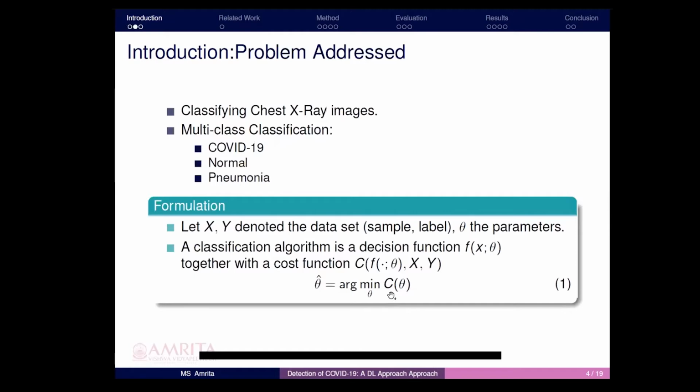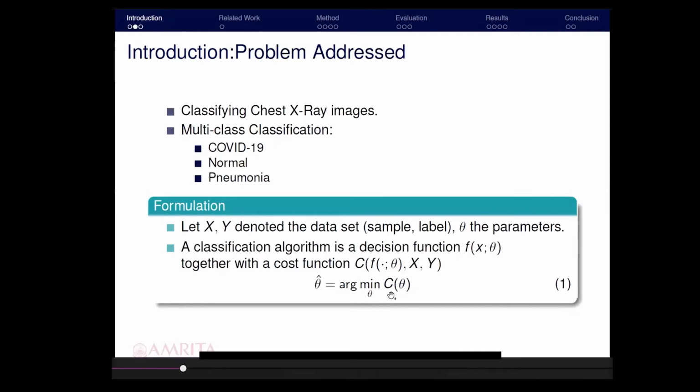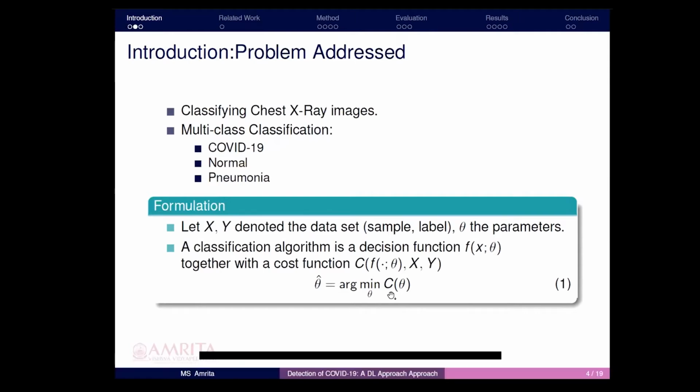Problem addressed. The problem addressed in this paper is classifying chest X-ray images. It is a multi-class classification problem. Three classes are COVID-19, normal, and pneumonia. We can formalize the classification algorithm as: given a sample x and a label y, we want to find a function f(x, θ) which tries to reduce the cost function based on its parameters.